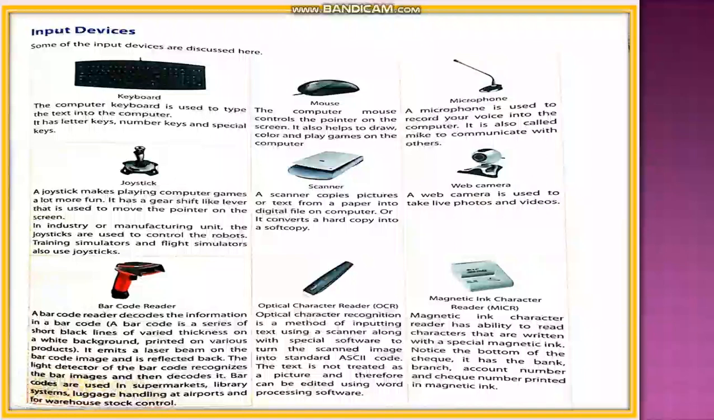Scanner. A scanner copies pictures or text from a paper into a digital file on the computer, or it converts a hard copy into a soft copy. Next, web camera. A web camera is used to take live photos and videos. So it's also an input device because it is taking the live photos and the videos as the input.